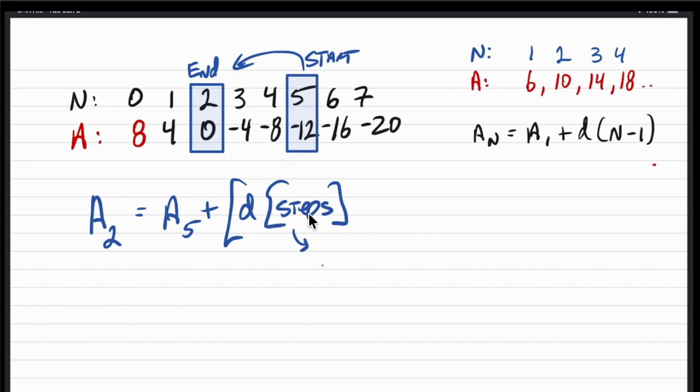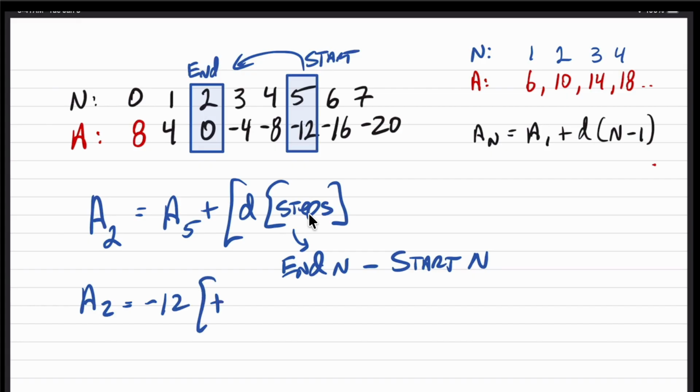And the number of steps is always the end n position. End as in end of the day, n as in November, minus the starting n position. Okay, so a sub 2 equals the amount at position 5, which is negative 12, plus the d value, which is negative 4, times the end position, the end as in end of the day, n as in November position is 2, minus the starting position, n value is 5.